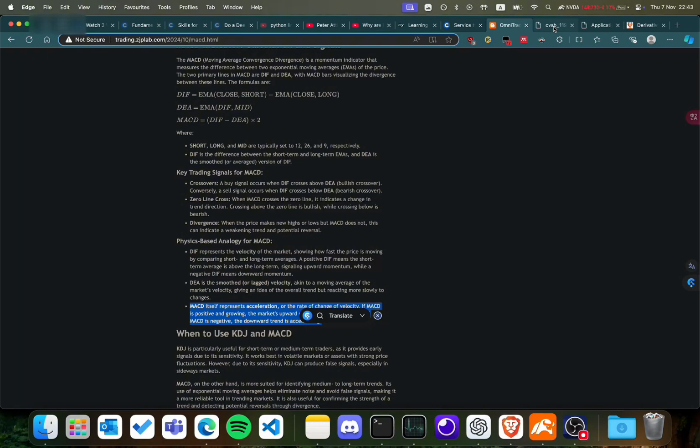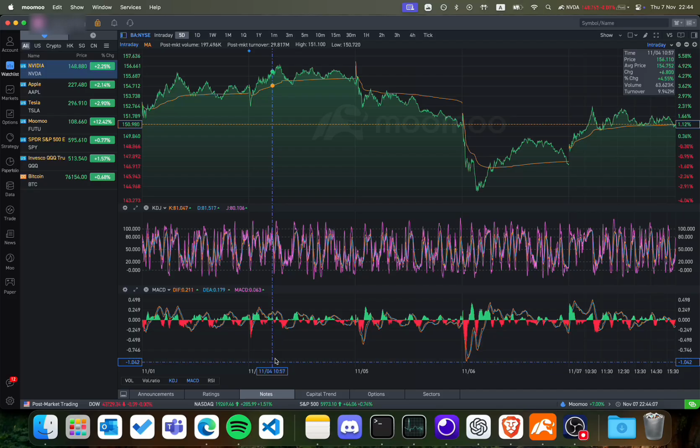Let's go back. Because we've already been through KDJ, MACD is going to be easier. DIFF is going to be the short-term velocity. DEA is a lagged velocity. Take the difference, and you get MACD. Normally red is DIFF, blue is DEA, the lagged velocity. It's always lagged a bit because it's slower, smoothed out.